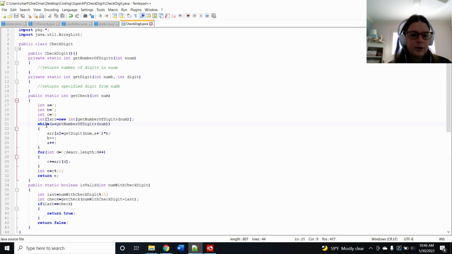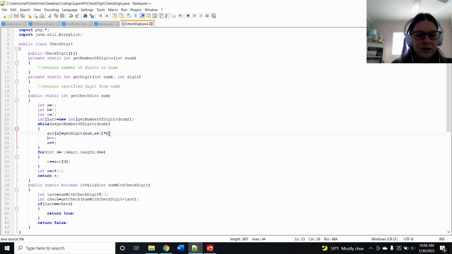Then we have this while loop: while a is less than getNumberOfDigits, r of a equals getDigit(num, a plus 1). The first time through, a is 0 because we want to start at the beginning of the array. So r of 0 gets the first digit of num. We want to start with the first digit because you can't really have a 0th digit of a number, so the a plus 1 is needed here. It's 0 plus 1, and the next time it's 1 plus 1, so it's the second digit, and so on and so forth.